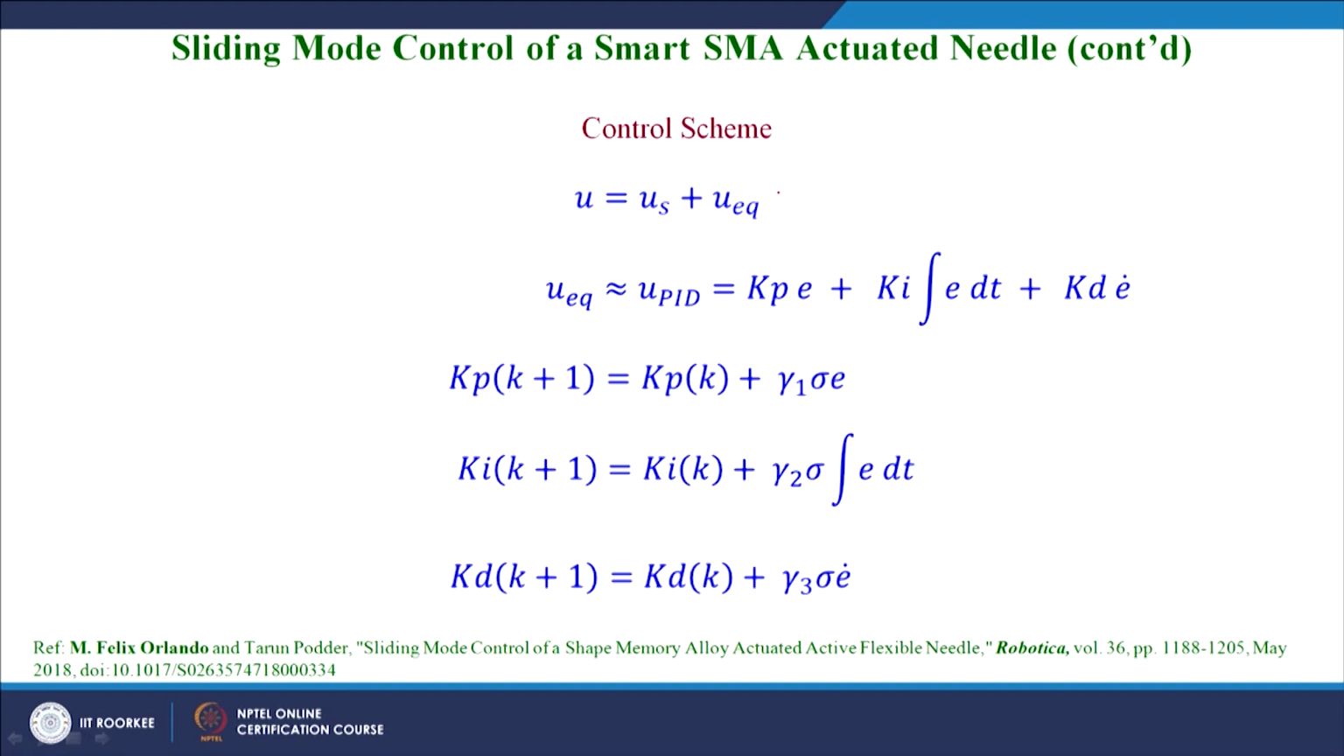The sliding mode controller has two parts, where the first part is the discontinuous part, which is given by K into saturation function of sigma, where sigma is the sliding surface, which is given by E triple dot plus K2 E double dot plus K1 E dot plus K naught E. This is the sliding surface which we have considered in our study, and how and why this has been taken is given in this reference clearly.